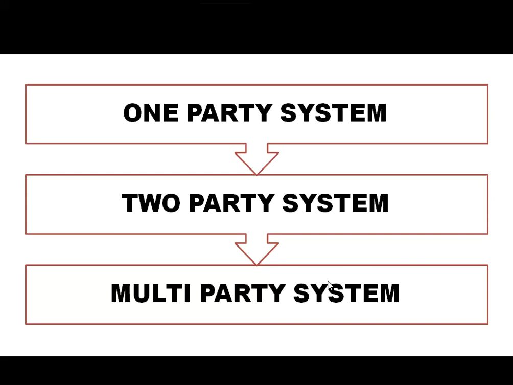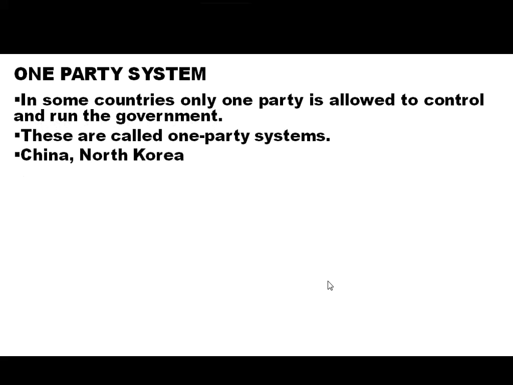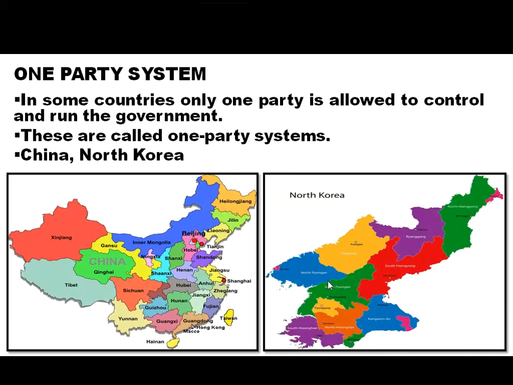We have three party systems, that is, one party system, two-party system, and multi-party system. One party system. In some countries, only one party is allowed to control and run the government. These are called one party systems. China and North Korea are the best examples, where there is only one party, that is the Communist Party of China, which rules the country, and they don't have any opposition party there.